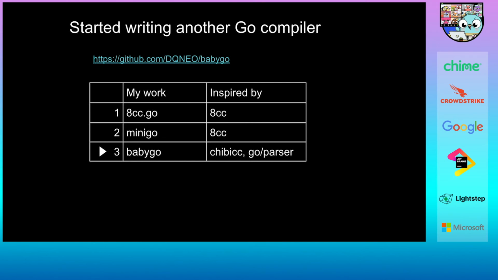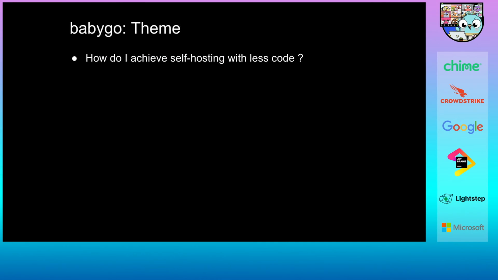And I started writing another Go compiler in Go. The name is babygo. This time, the theme was, how do I achieve self-hosting with less code?